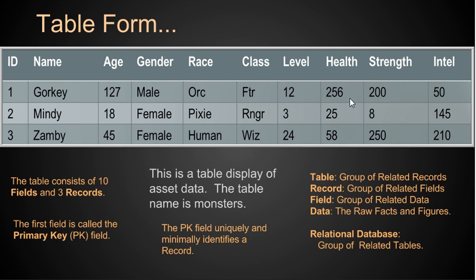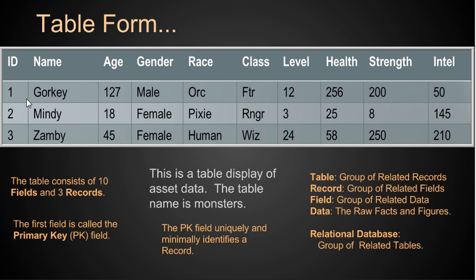Now here's a table right here. And this could look like our checkbook ledger. But this has information about some monsters. The name of this table is called the monsters table. Notice here that it has 3 records. A record reads from left to right along here.